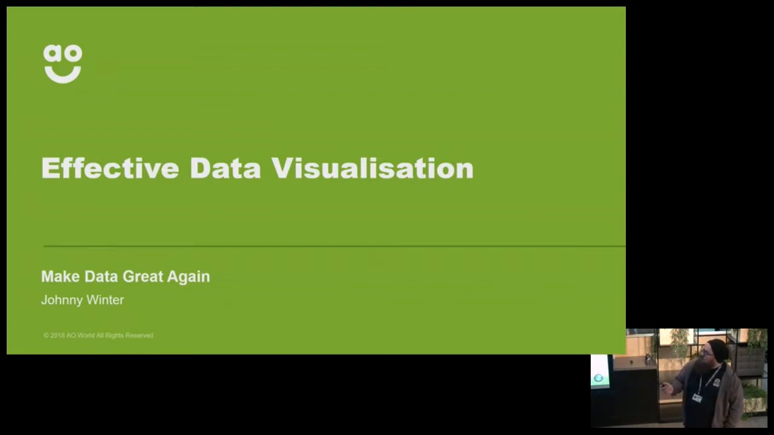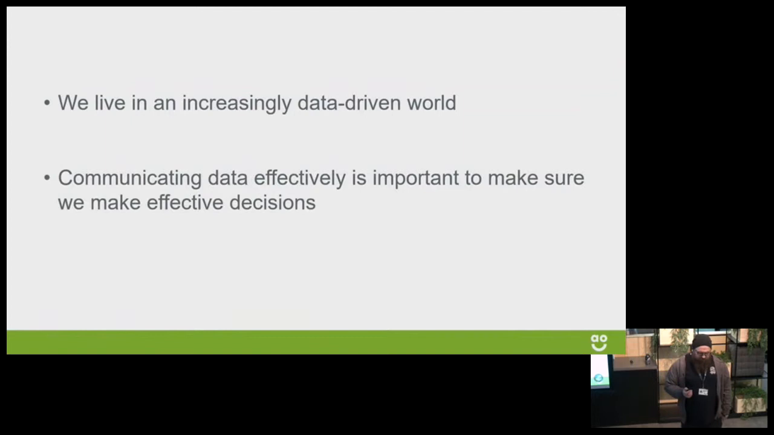So why is data visualization important? We live in an increasingly data-driven world. Business intelligence as a discipline emerged around the mid-90s and has carried on through, and more recently you've got the likes of data science as well. Businesses want to make data-driven decisions. They want to do evidence-based management rather than making decisions based on gut instinct. It's more about looking at the data. So communicating that data effectively becomes really, really important to make sure that the decisions that we are making are effective. The worst thing that could happen is to have the greatest data in the world, but you present it to your stakeholders and they misinterpret what it means and make a bad decision off the back of it.